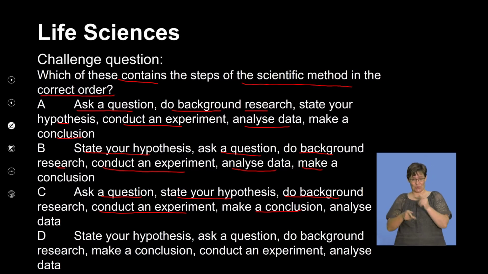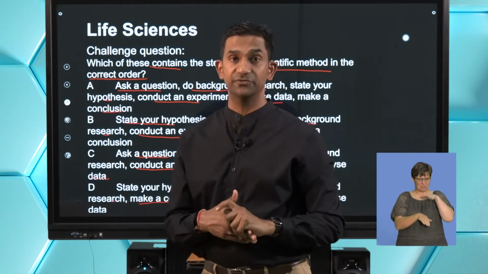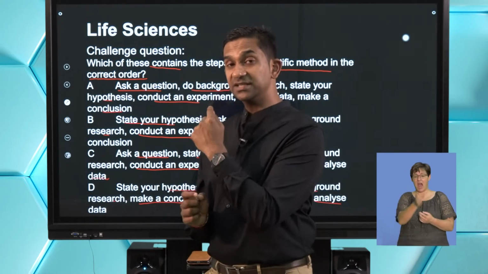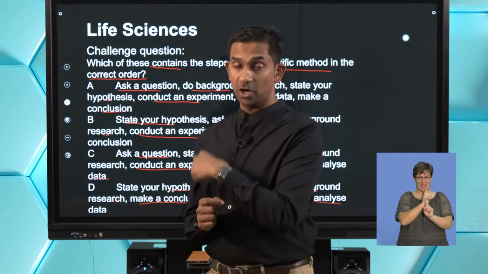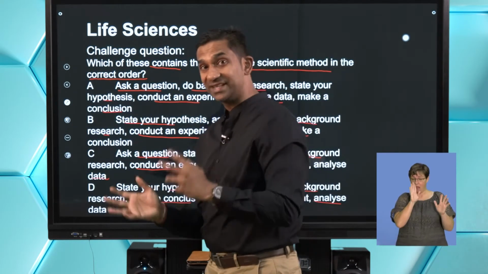a conclusion, and analyze data. And option D is state your hypothesis, ask a question, do background research, make a conclusion, conduct an experiment, and then analyze the data. Guys, these seem quite confusing because there's a whole lot of processes and steps that need to be followed. Let's move on to the next slide, and I'm sure that the information in the next slide is going to answer the options that are the most correct in this. So let's pay careful attention to what the next slide has.